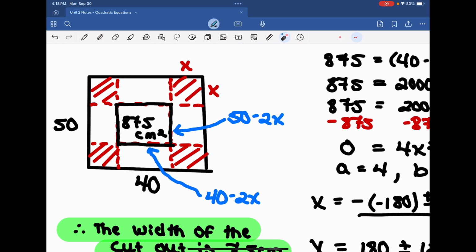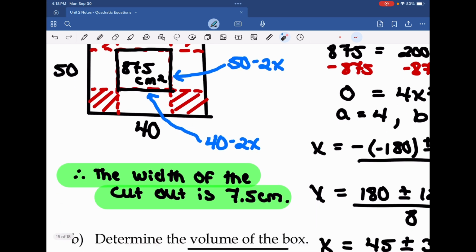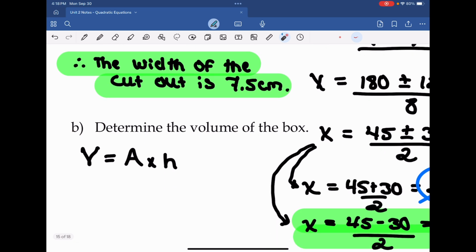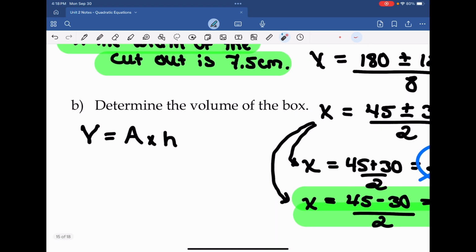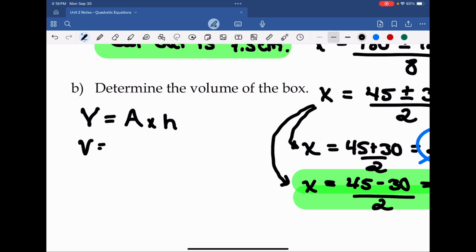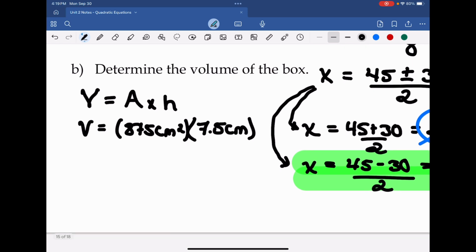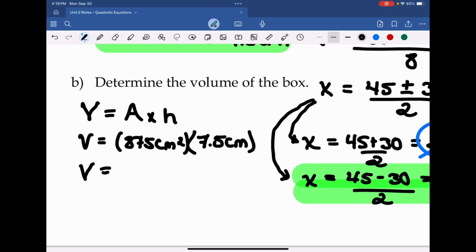So we're going to multiply the area of the base, which is 875, times the part that we just did, which is the width of the cutout, 7.5. That's going to give us the volume, and we'll include our units. Area is 875 centimeters squared multiplied by the 7.5 centimeters, which represents the height of the box when folded up. We get a volume equal to, and we'll round it to one decimal place, 6,562.5 centimeters cubed. There we go.